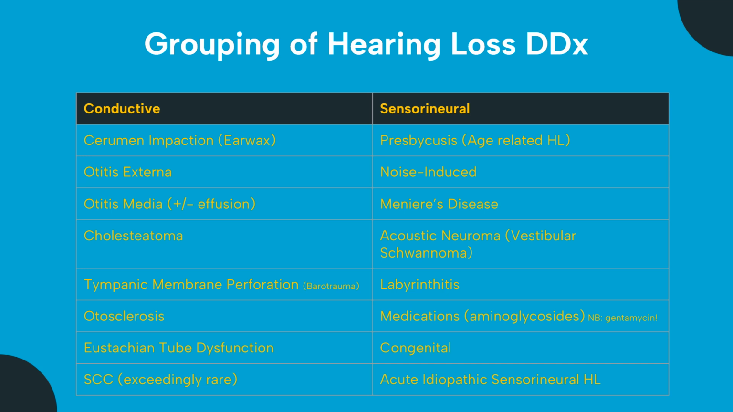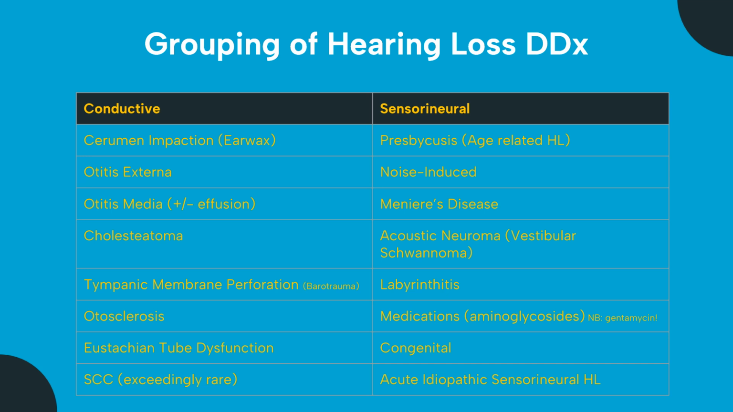Otosclerosis and eustachian tube dysfunction you have a little bit of understanding of, and an SCC is pretty rare, not really something I'd expect to see on your exam. Sensorineural, presbycusis, so age-related hearing loss, which is sensorineural. Noise-induced hearing loss, many ears, all very important to know and understand.